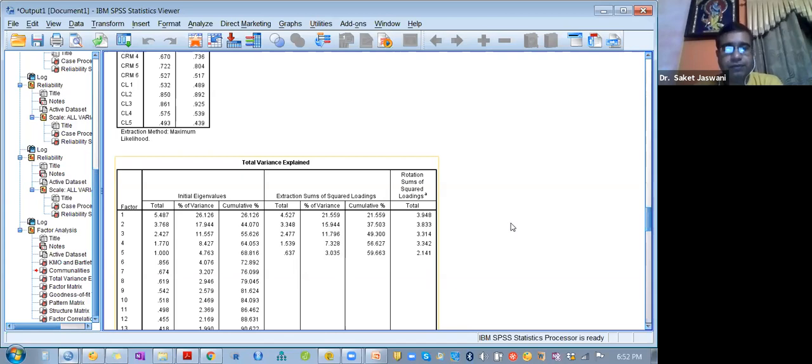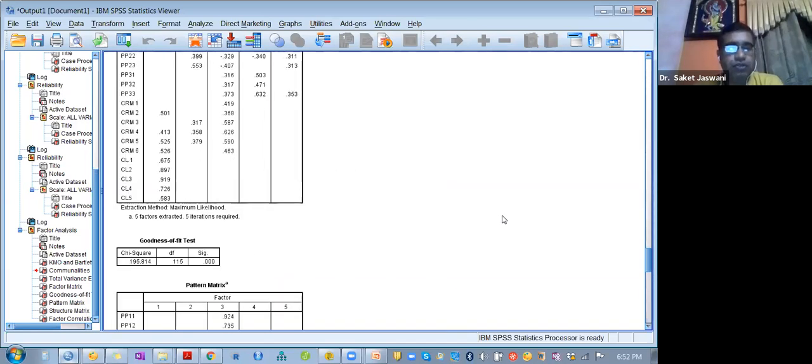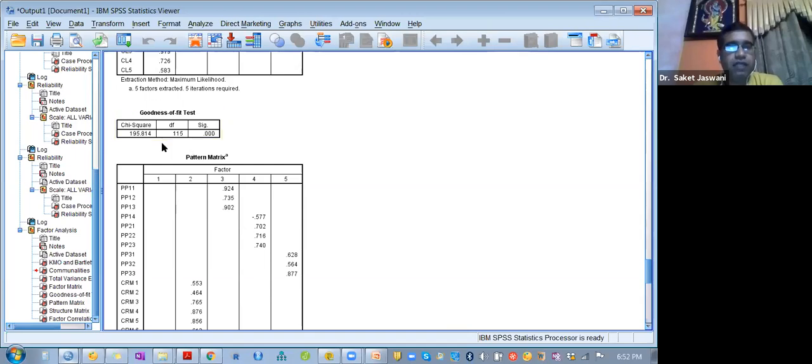Then the next table you need to see is the goodness of fit test. Also you can check whether the significance value is less than 0.05. It also says that your data fits the model, the instrument. Your data is good enough to test the dependent variable, turnover intention. So that is fine, right?